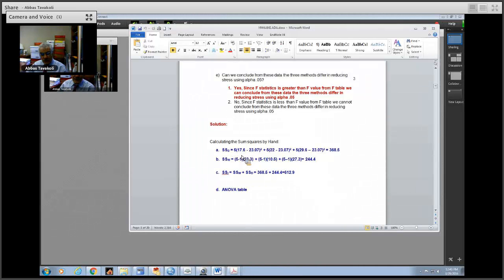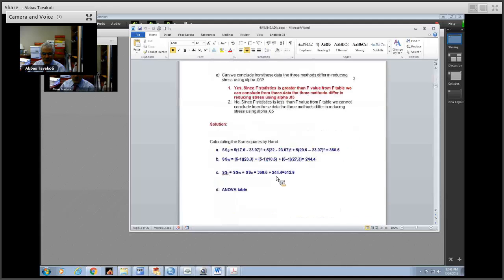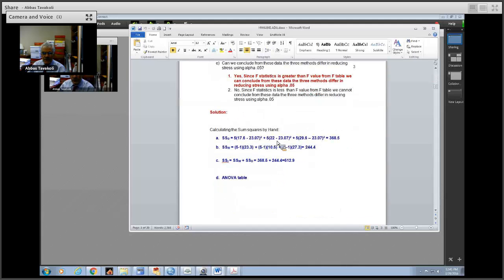If you look at the sum square between, if you remember, for between, you multiply the sample size by the square of the difference between the mean for that group minus the overall or grand mean. So the mean for group 1 was 17.6. The overall mean was 23.07. You square, and you do the same for the second and third group, and you get 368.5.